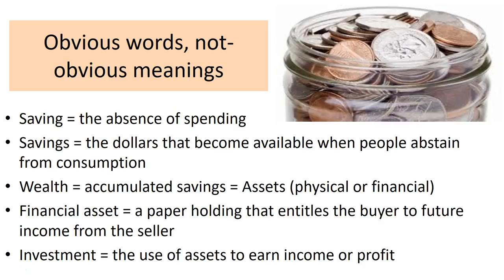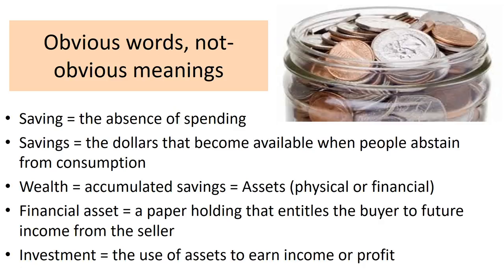First of all, saving. Saving is the absence of spending, right? That's the verb. But the noun, if I say savings, what I'm referring to are the dollars that become available when you stop consumption. When you don't buy things, you're saving. Wealth is our accumulated savings. If I save up $100 a month, I'm saving and I'm creating wealth. I can also refer to that as assets.